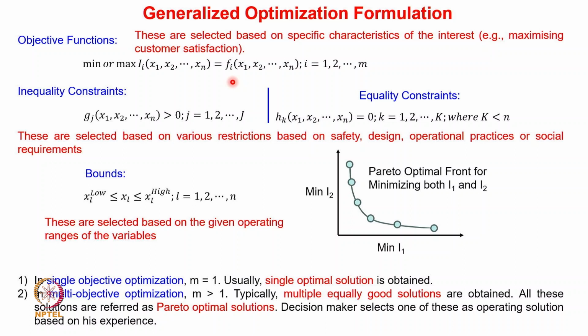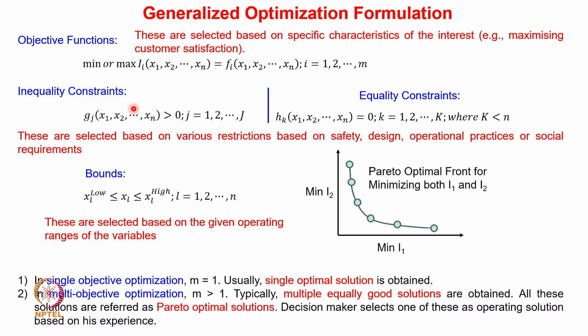Okay. So in addition to these objective functions, in this case I have shown m number of such objective functions I1, I2, all the way to IM. In addition to this, there will be some constraints. So there are two types of constraints possible. One is the inequality constraints. So inequality constraints are nothing but what?